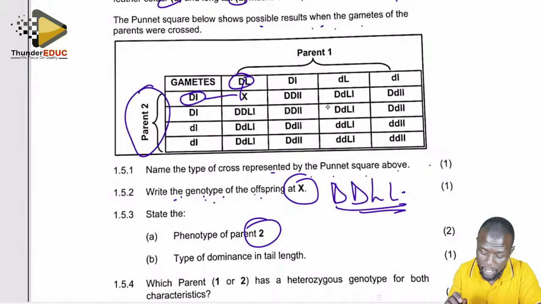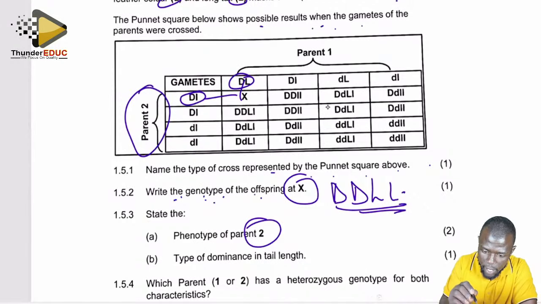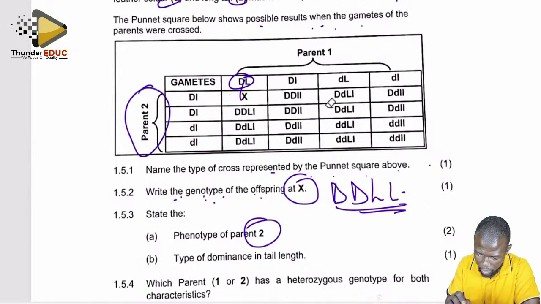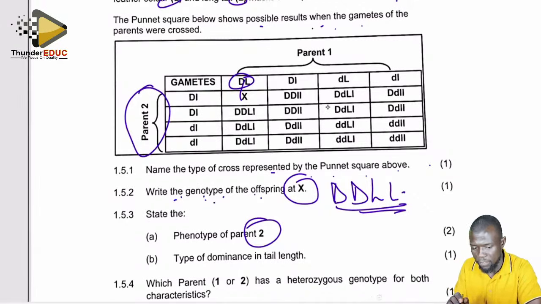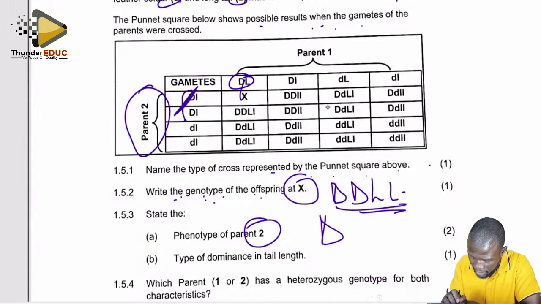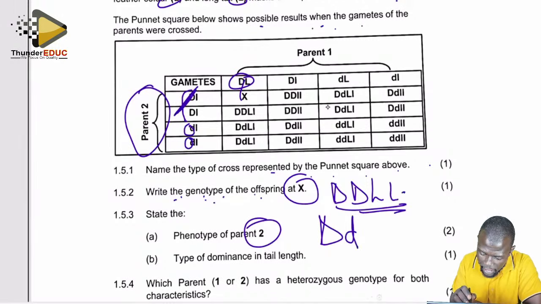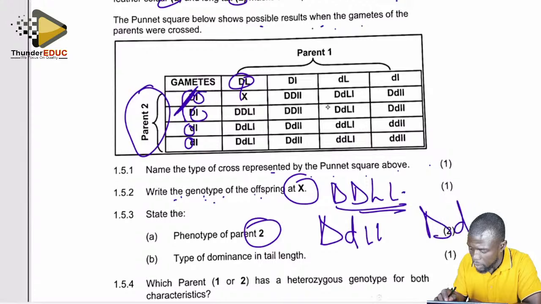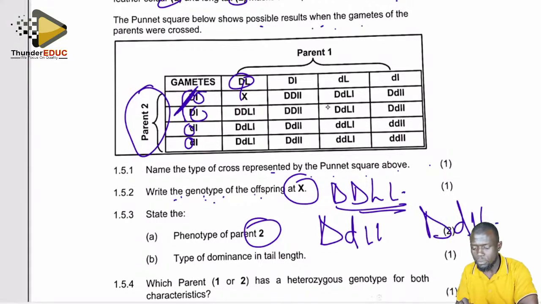So how do we get the genotype? They're saying genotype. Let me first identify the phenotype so that I'm able to identify the genotype. The first letter, I'm going to say capital D. Do I have any small d? Yes, I have a small d. And then small l, even this is small l, even this is small l. So it means that it is capital D, small d, small l, small l. So this is the genotype.